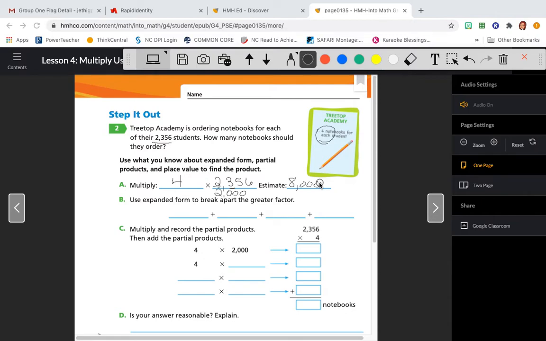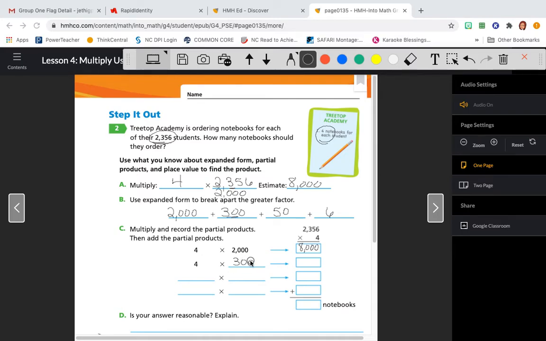Now, I'm going to use expanded form to break apart the greater factor. The greater factor in this word problem is that larger number. So we're going to say 2,000 plus 300 plus 50 plus 6. Okay, now let's look at C. Multiply and record the partial products. Then add the partial products. So we've already done 4 times 2,000. So that's 8,000. This is where you got to be really careful and line your products up. 4 times, our next number is 300.